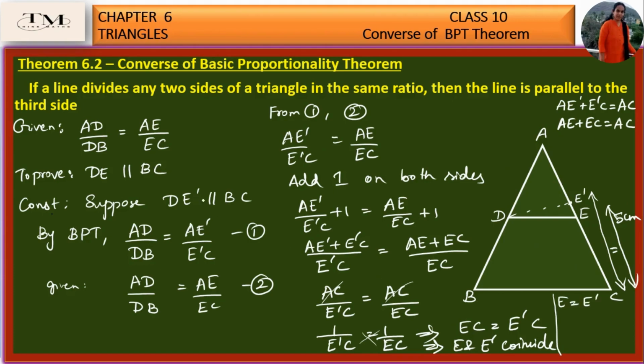If this is so, what happens? We assumed DE dash is parallel to BC. So these two points are the same. As it coincides, we can say DE is parallel to BC. Hence we proved the theorem.